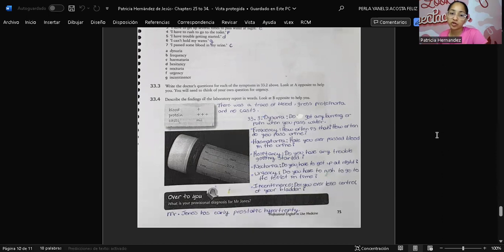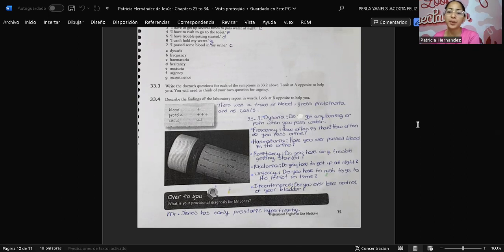Okay, write the doctor's questions for each of the symptoms in 33.2 above. Look at A opposite to help you. You will need to think of your own questions for urgency. Okay, the questions are for dysuria. Do you get any burning or pain when you pass water? Frequency. How often is that? How often do you pass urine?